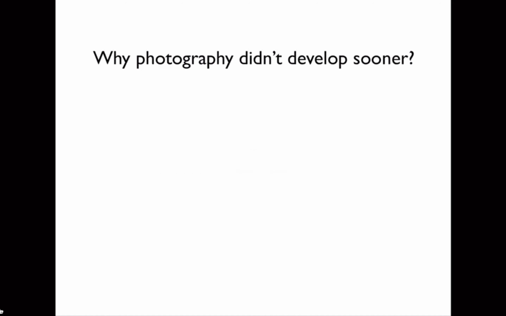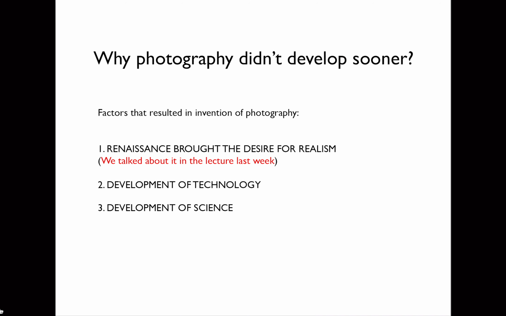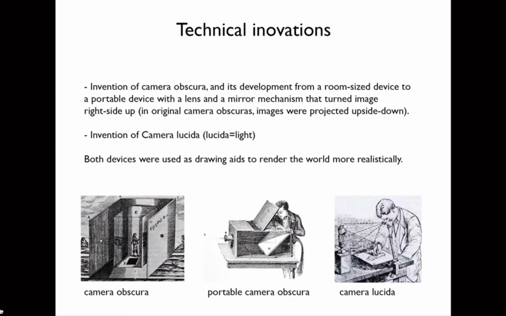So the question is, why didn't photography develop sooner? We're going to talk about three factors that actually resulted in the invention of photography. The first one was the desire for realism that existed for hundreds of years before the invention of photography. The second one was the development of technology, and the final one was the development of science. Now, let's talk about technical innovations as the second factor.